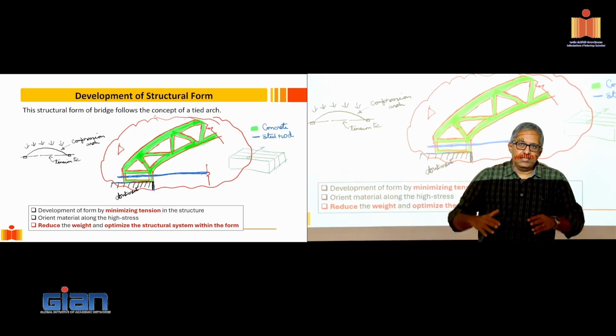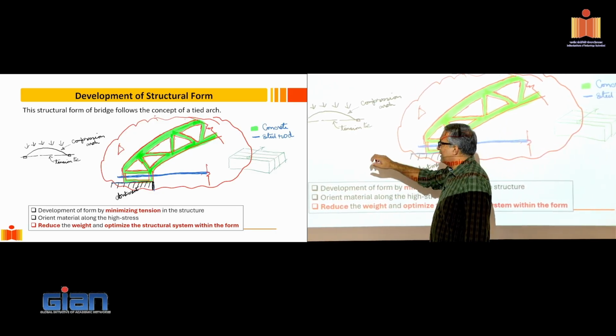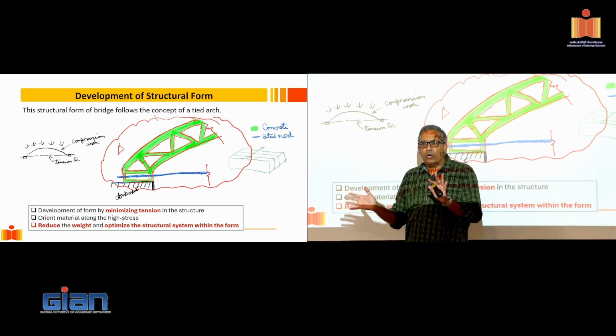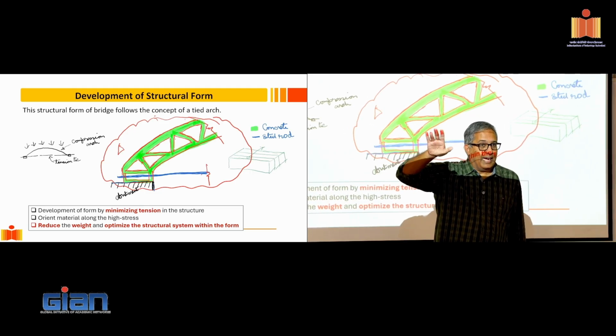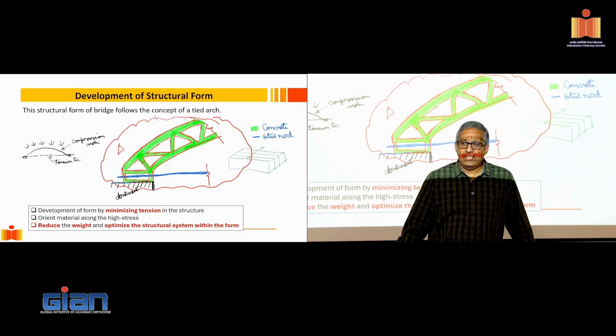If you load an arch, and it's a perfect arch, you'd find that the stress difference between here and here would be quite small. So that means concrete is being used where it is the strongest, and the stress in the concrete is also nearly uniform.